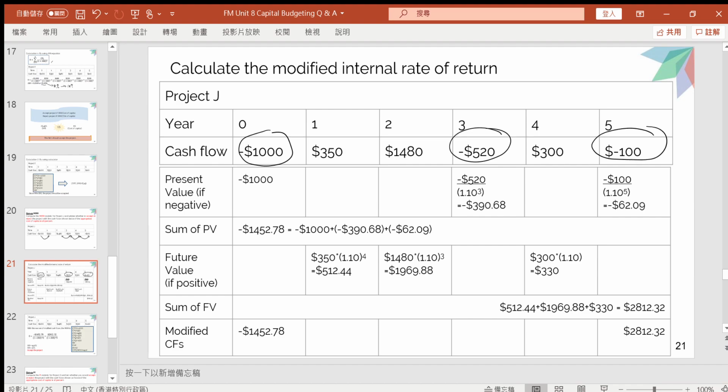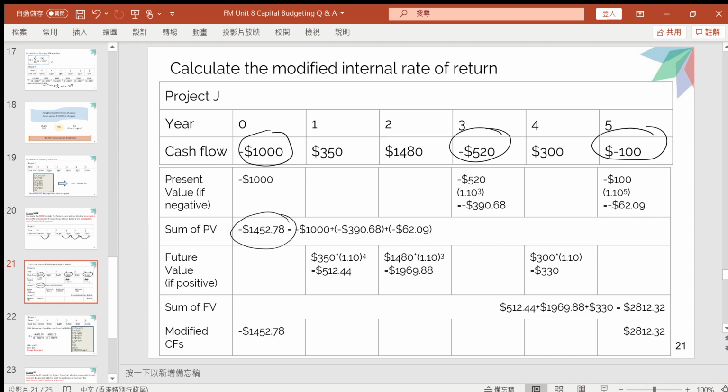That's why we need to discount these 3 different times of the cash flow to the present moment. Okay, for the first one, no need to discount. In year 3, we need to discount this 520. And then year 5, we need to discount this 100. Then we discount these 2 and add up with the year 0, and the total amount of the cash outflow will be equal to these figures.